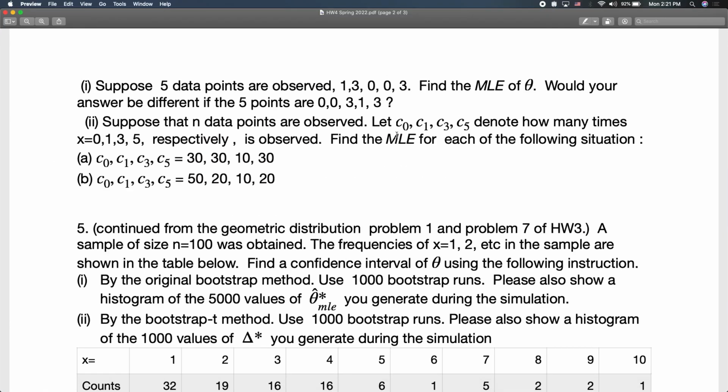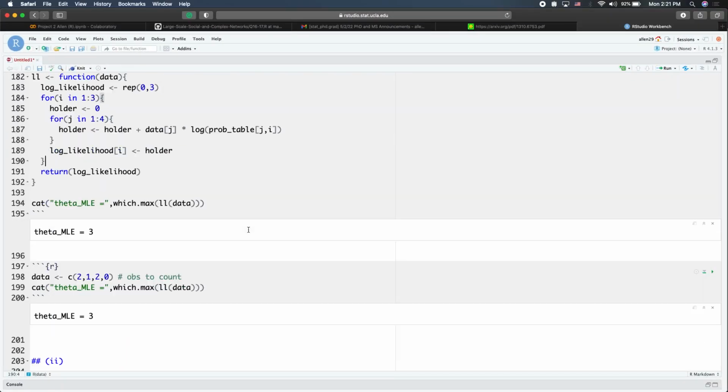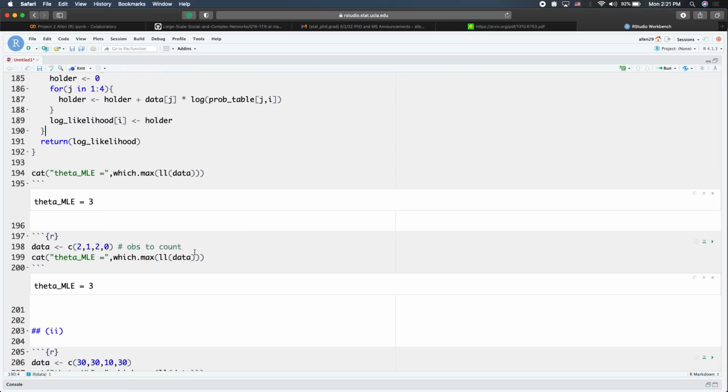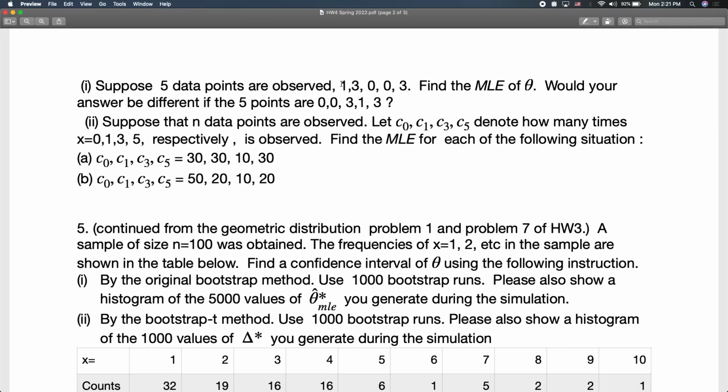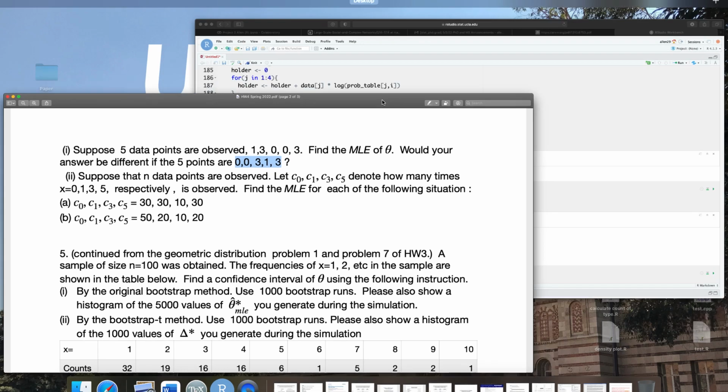And the question has a follow-up question. It's asking that we have additional 5 data points. The way to read this is that we have 2 occurrences of 0, 1 occurrence of 1, 2 occurrences of 3, and 0 occurrences of 5. So even though the orders are different, actually this is the same thing as our first data point. So without calculation, we should get the same answer, because this is the same count number for each of the 4 categories.